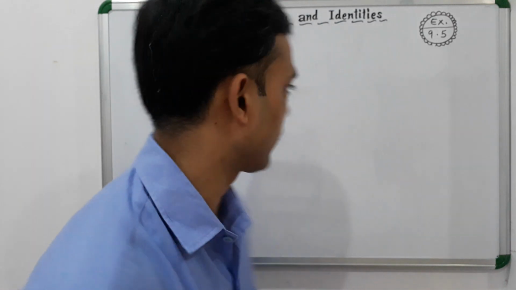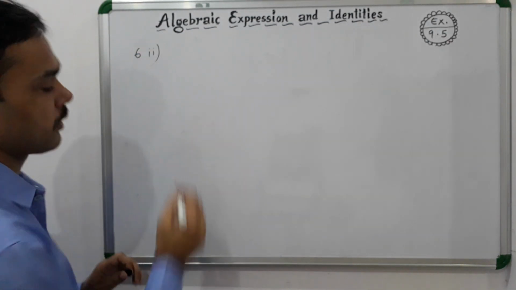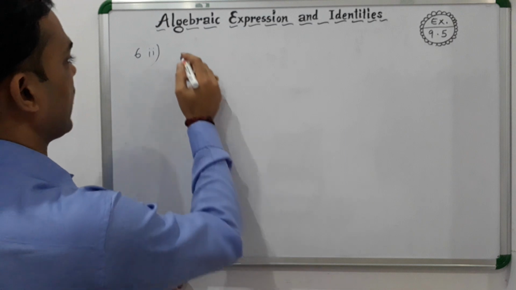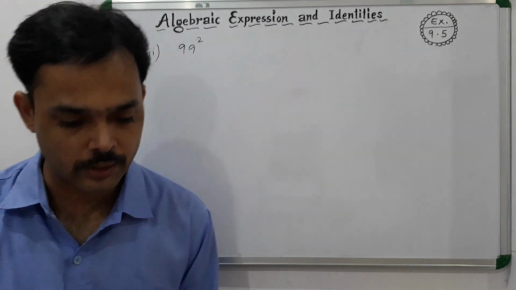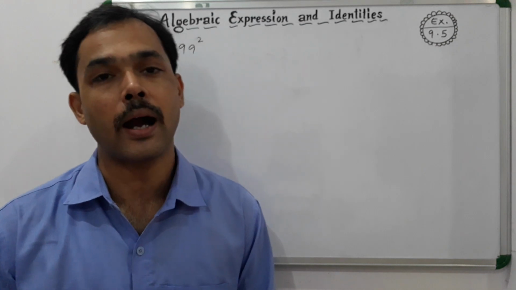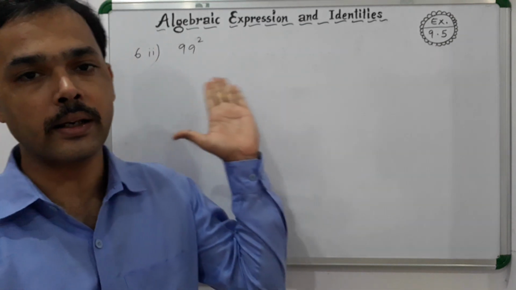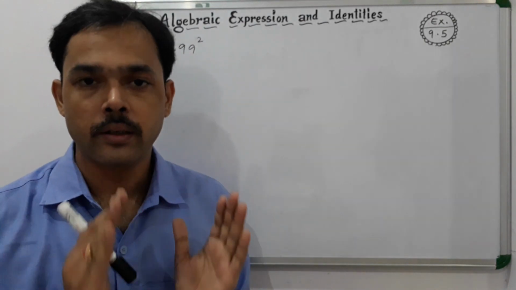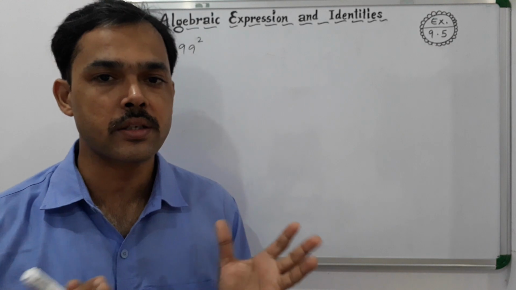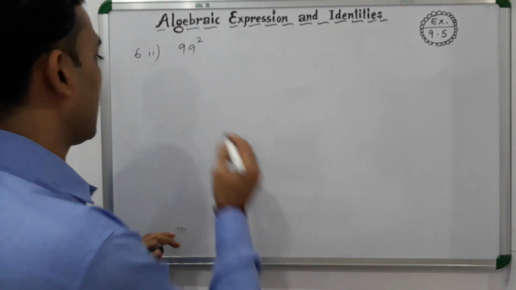And let's begin with question number 6, second part, and it is 99 square. If you read the question, one thing you observe is it is mentioned "using identities evaluate". Because if it is written 99 square, you know it is 99 into 99. But with the help of these identities, the calculation will become very easy. Let's see how it will become easy.